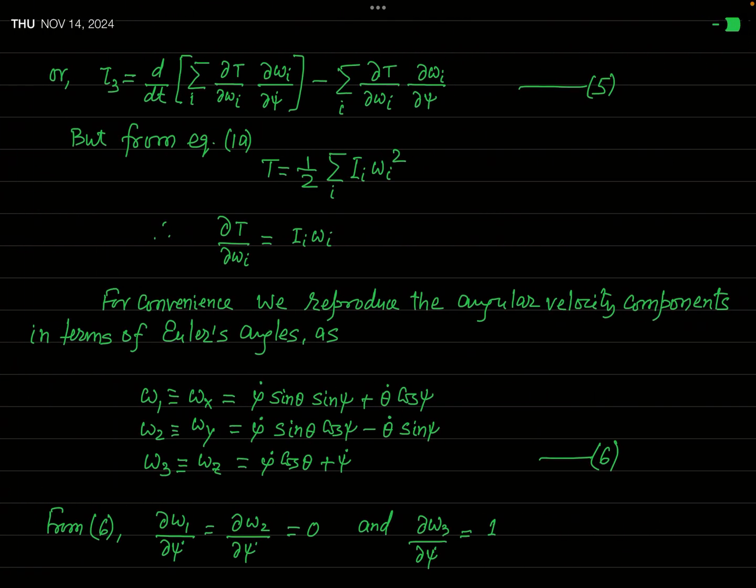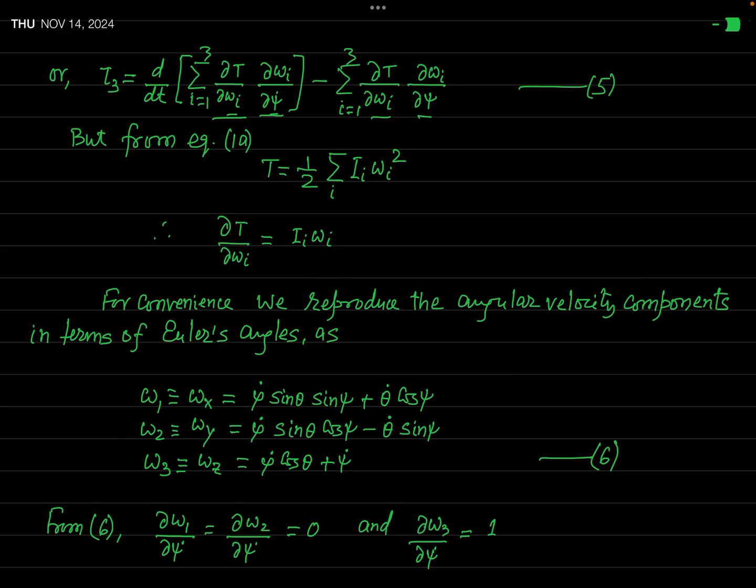So this del T by del psi dot can be written like this: tau 3 equal to d dt of the summation over i of del T by del omega i times del omega i by del psi dot. T is a function of a function. T directly depends on angular velocity, and angular velocity depends on this psi dot. And minus, instead of del T by del psi, you can write the summation over i, where i runs from 1 to 3, of del T by del omega i times del omega i by del psi.